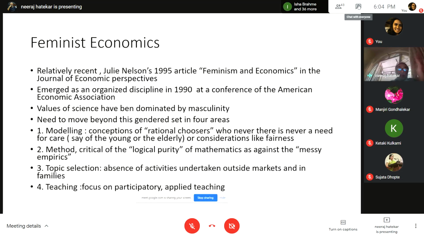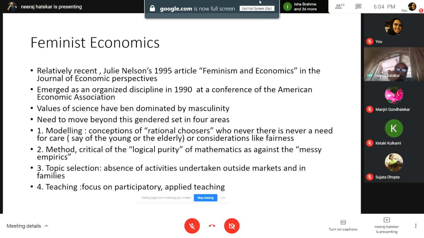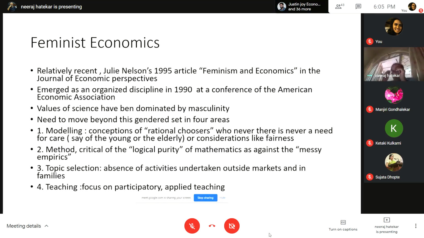Again, you see, what are the things that should be studied? Feminist economics also says that in the neoclassical, mainstream approach that we have, what is not really studied is activities which are undertaken outside markets and in families, right? For example, looking after kids, looking after the elderly. Looking after the family is not a market activity, and definitely it's not an activity which is even researched. And feminist economists are now saying that there are a lot of activities that happen outside markets, and you need to also study those activities.